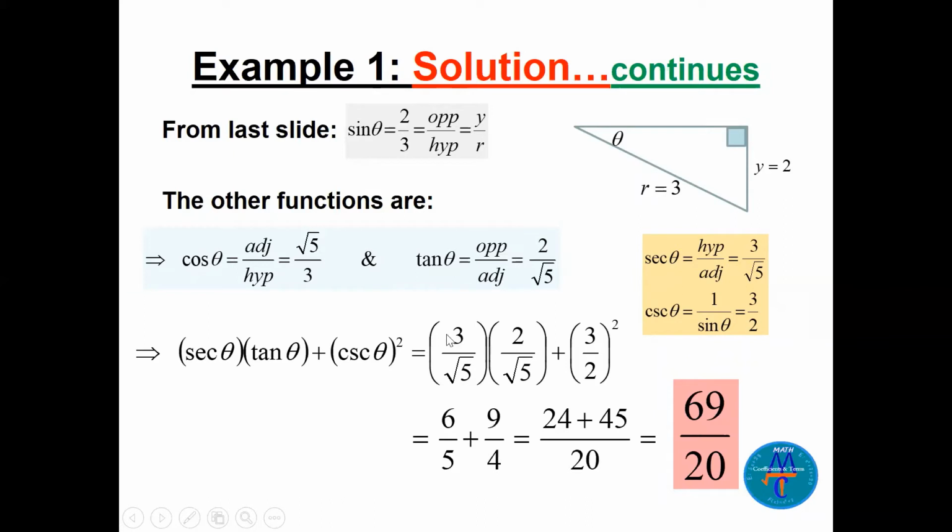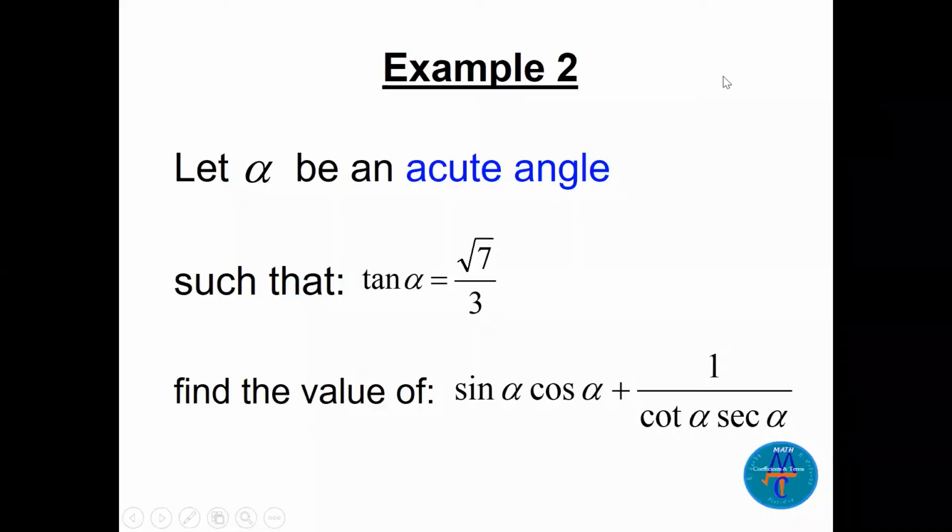Secant, we know secant, 3 over square root of 5. Tan of theta, 2 over square root of 5. So when you multiply, you get 6 over 5 here. See the radicals. And then cosecant, 3 over 2, squared. So that's 9 over 4. Nice numbers here. So you need LCD 20. And this is 24 plus 45. 69 over 20 is the answer.